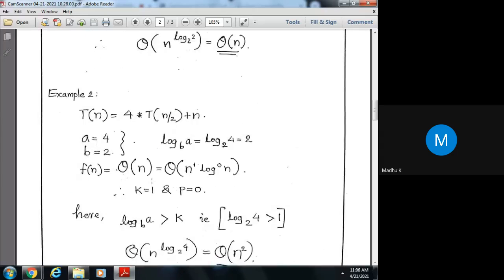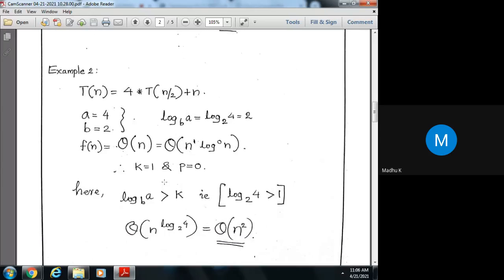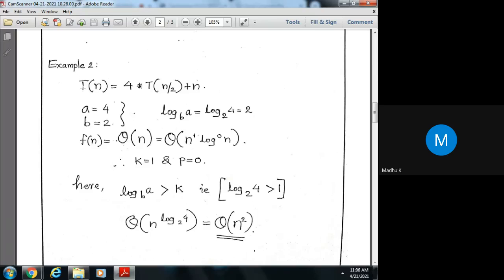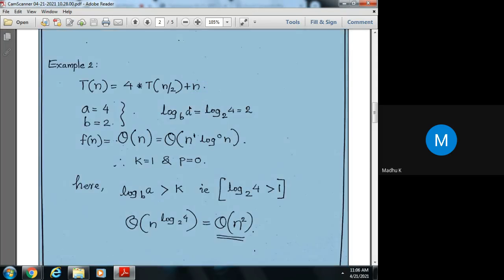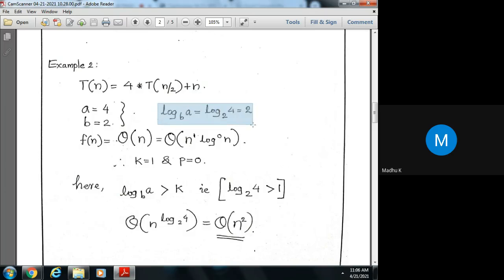Next is example 2. In example 2, this is the equation given. T of n is given, where a is greater than or equal to 1 and b is greater than 1. So this is a, this is b, and f of n is n. First we will calculate log base b a, which is equal to 2. Then f of n is theta of n.